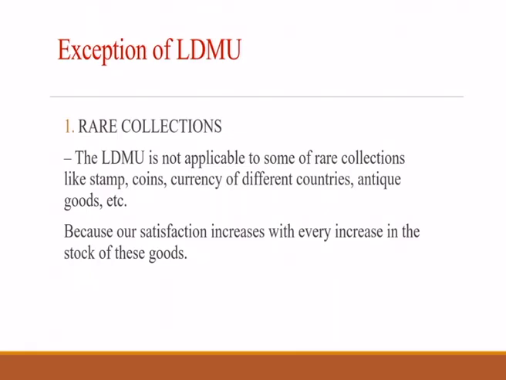So there are certain exemptions to the law of diminishing marginal utility. LDMU is the law of diminishing marginal utility. Rare collections. Suppose you have rare collections, certainly rare coins, rare paintings, right? So this will not be applicable, because with rare collections, sometimes even stamps, people would try to pay more, which will not apply diminishing utility. Antiquities, all this, because our satisfaction increases with every increase in the stock of these goods.